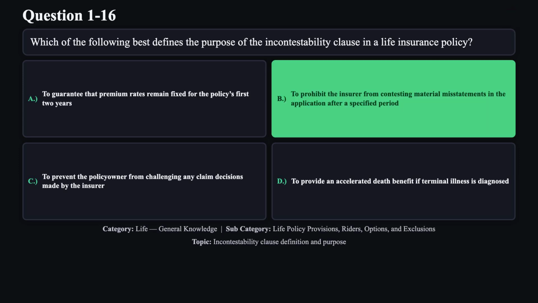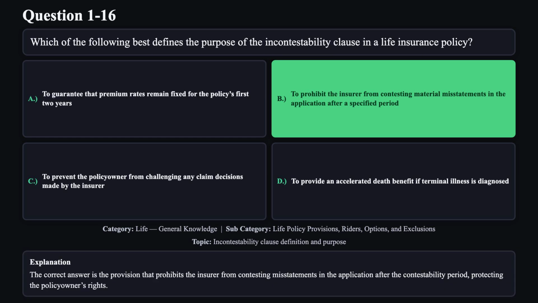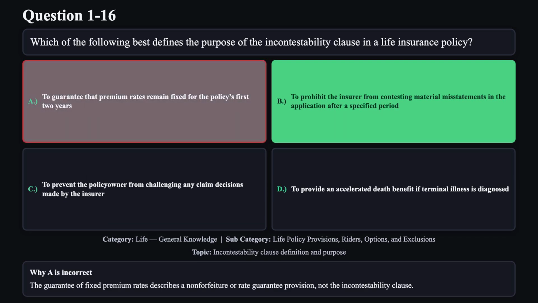The correct answer is B. The correct answer is the provision that prohibits the insurer from contesting misstatements in the application after the contestability period, protecting the policy owner's rights. Reason A is not correct. The guarantee of fixed premium rates describes a non-forfeiture or rate guarantee provision, not the incontestability clause.